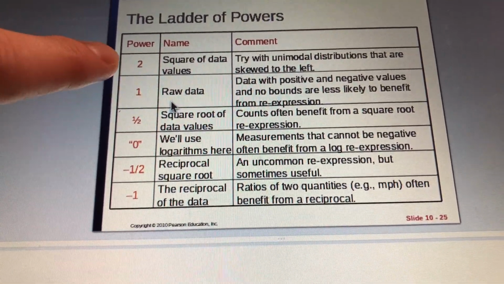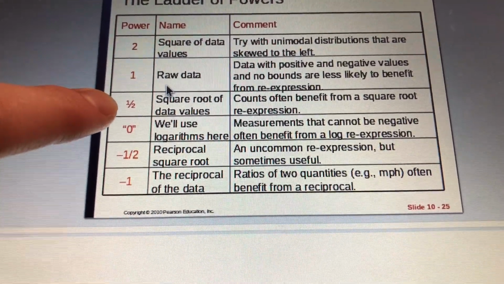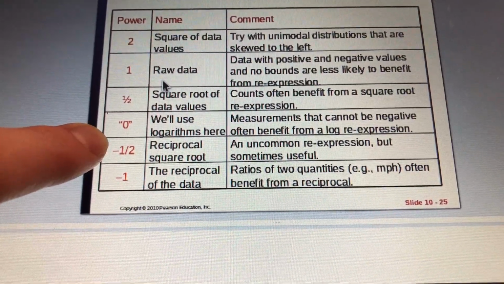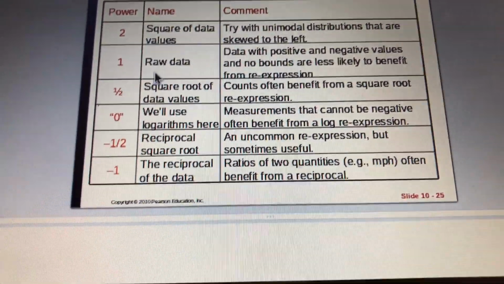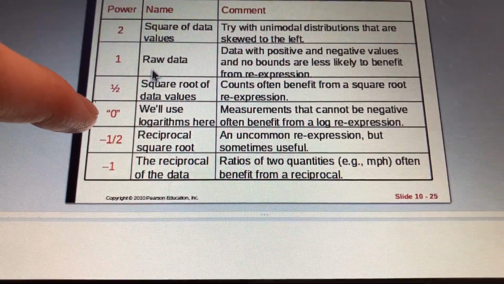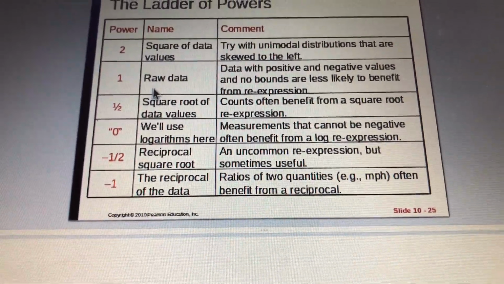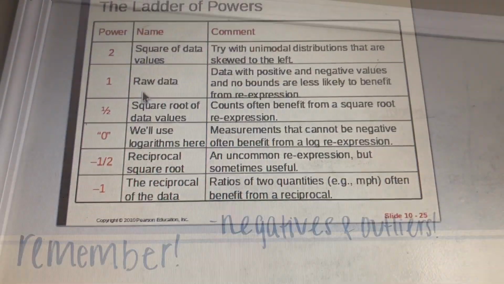So the first one it describes is we can square the data. We can use the raw data, we can use the square root of the data, we can use a log, we can use a reciprocal square root, or we can use the reciprocal of the data. Usually what they want you to do in starting to re-express data is use logs because it's a good easy starting point, and then if that does not make a clear linear model, then you can try square roots or you can try reciprocals.